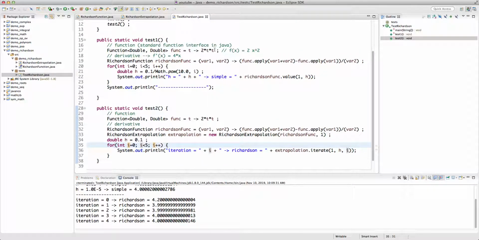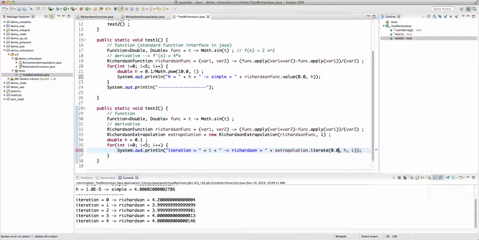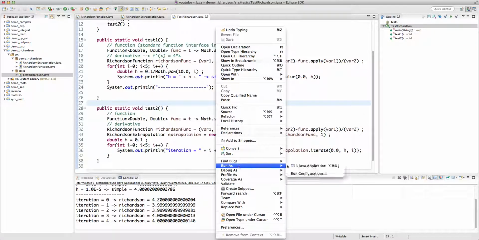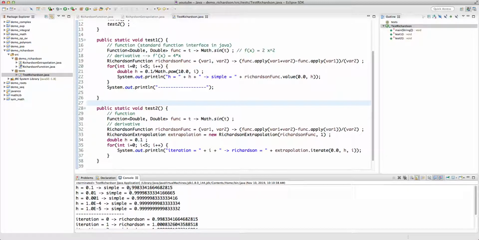For example, let's change this to, I don't know, math.sin of t, and then let's evaluate it at 0. So we already know that the result should be 1, because the derivative of sine is cosine, and it calculates at 1. So let's see. It gives us a relatively good approximation, 0.99983, and each time the error decreases.